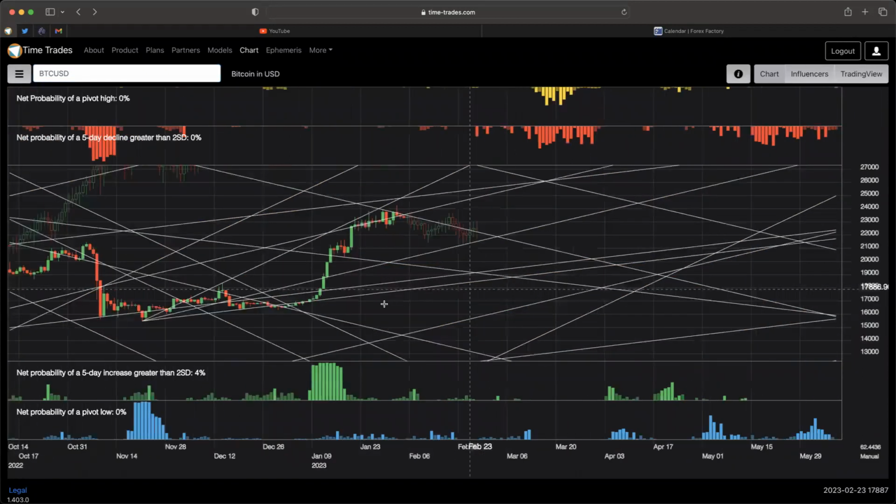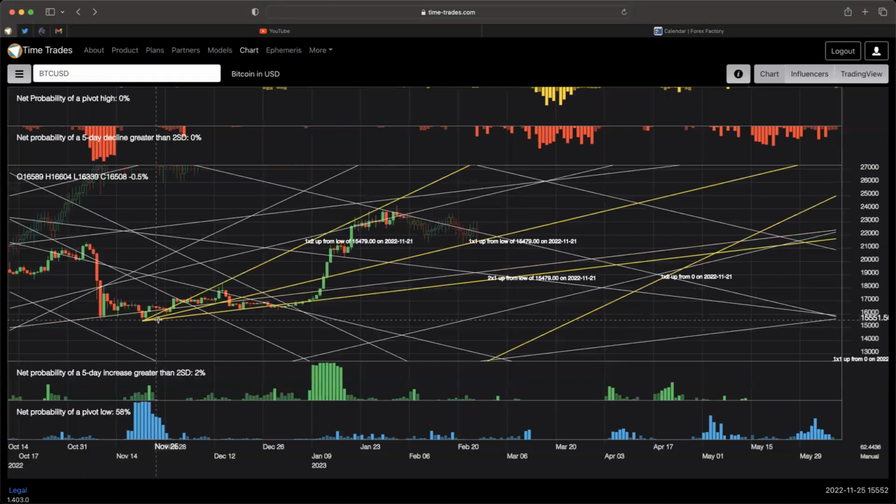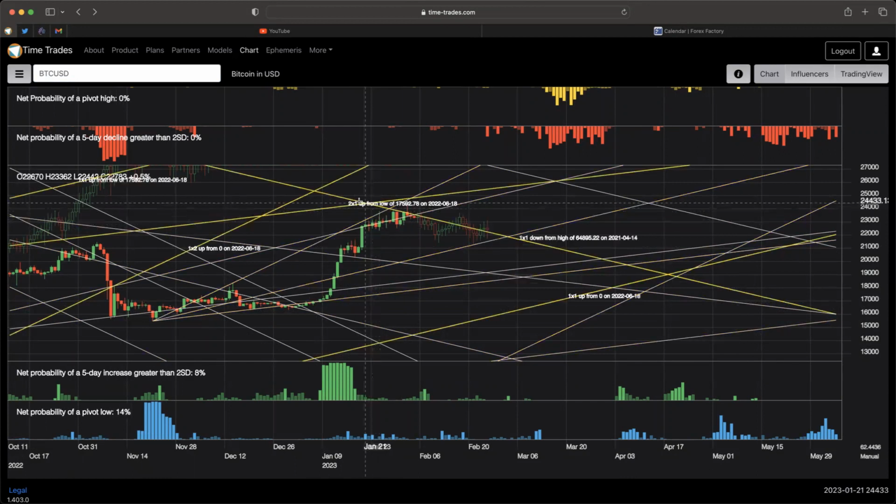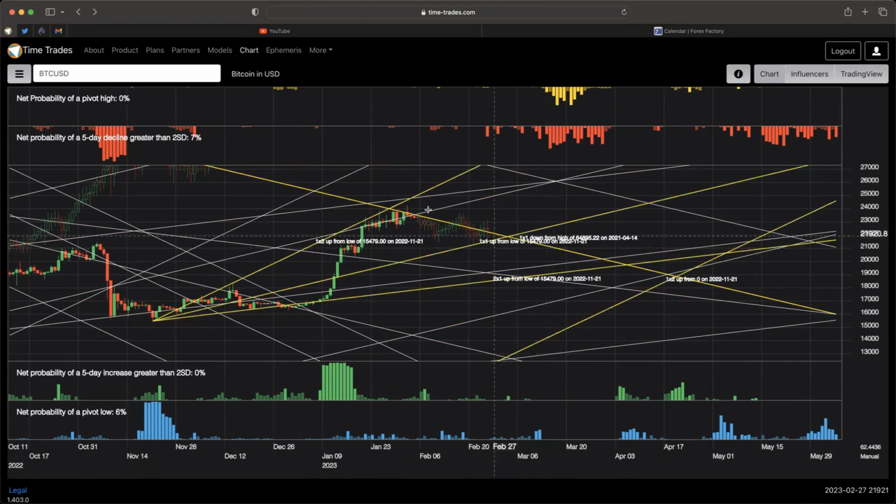Okay, so when we take a look at Bitcoin here, what we're seeing is this is the major Gann fan structure anchored down here at the November 21 low, and price tapped the bottom part of it, and it tapped the upper part of it, and now we're running into a little bit of resistance here from this 1x1 down from the all-time high of about 65K. All right, so this looks like significant resistance here.